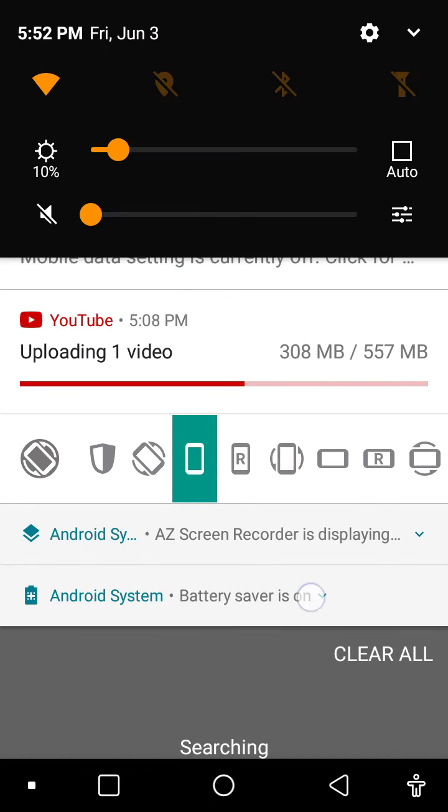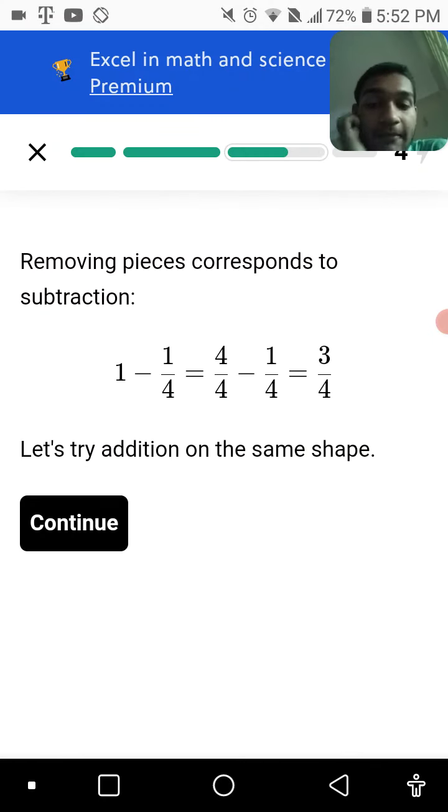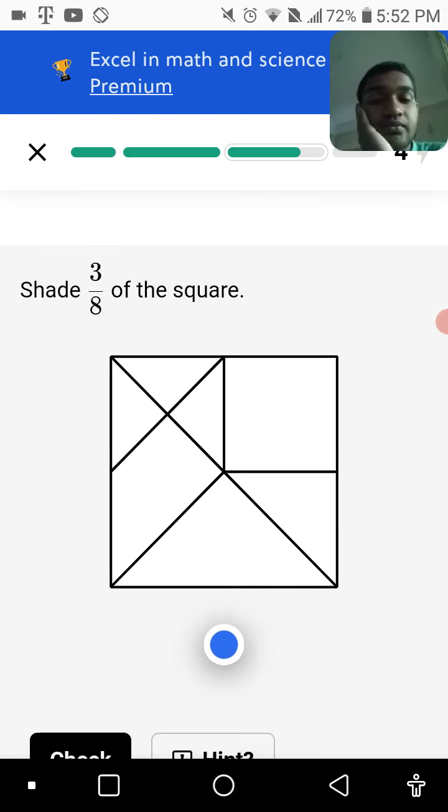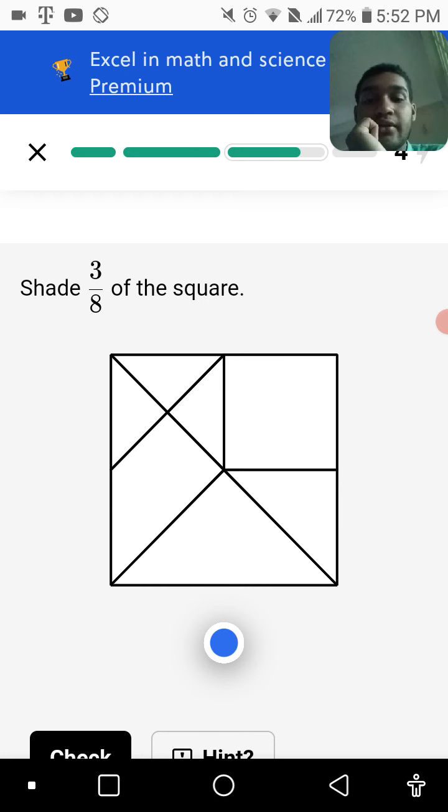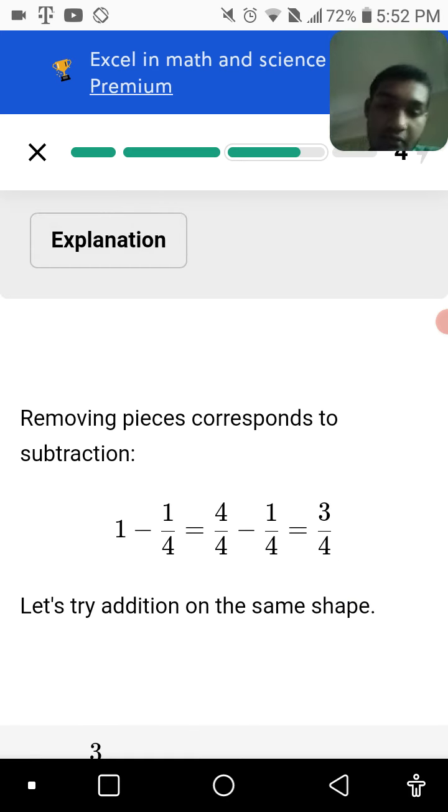Okay, I was saying why did the Wi-Fi just go. Let's try addition on the same space. Shade 3 by 8 of the square. 3 by 8. Okay. Now let's see this.